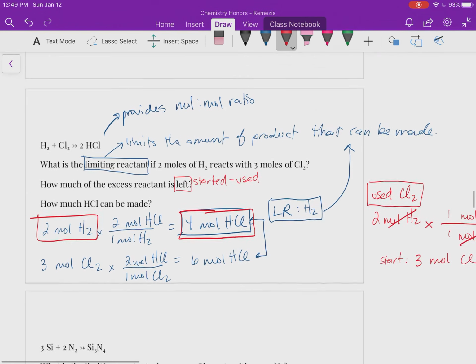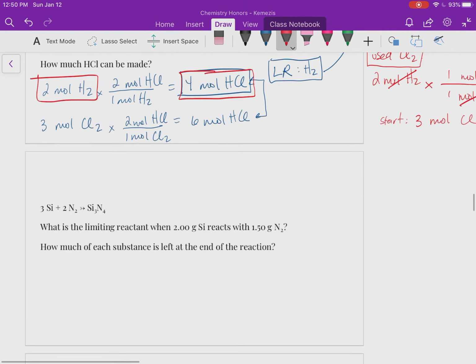So the next example that I'm actually going to leave you to do: we have silicon and nitrogen reacting to form silicon nitride, trisilicon tetranitride. And we have this problem here where it says, what is the limiting reactant when 2 grams of silicon reacts with 1.5 grams of nitrogen?